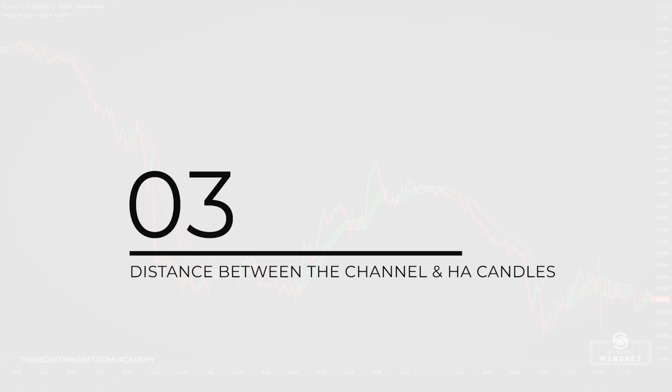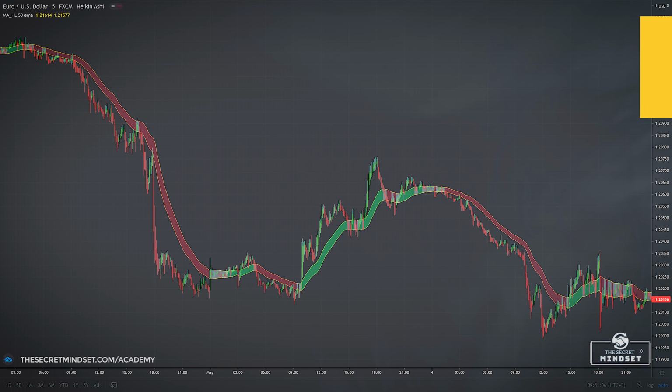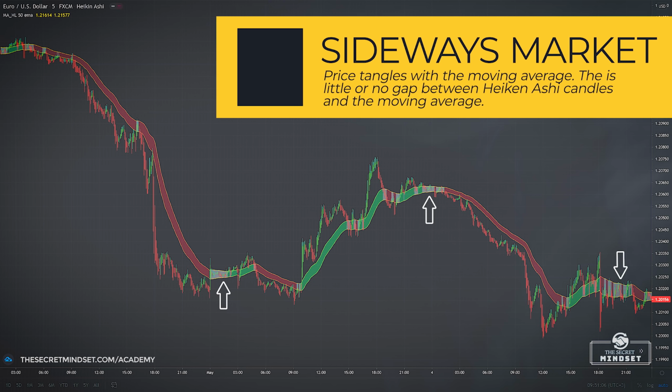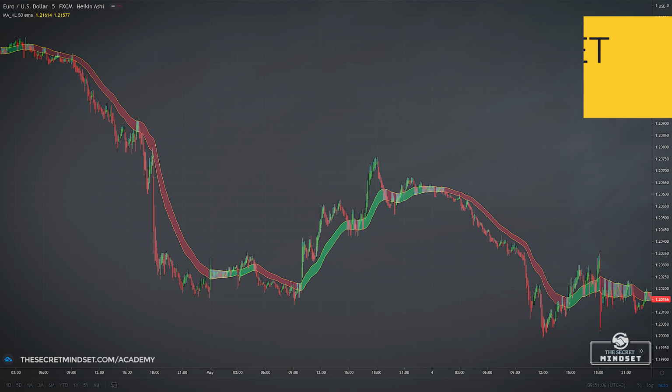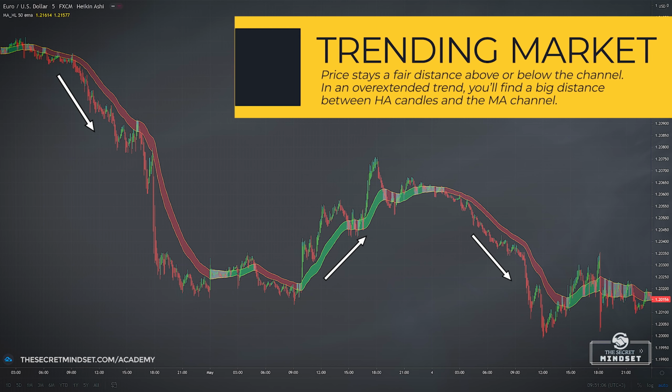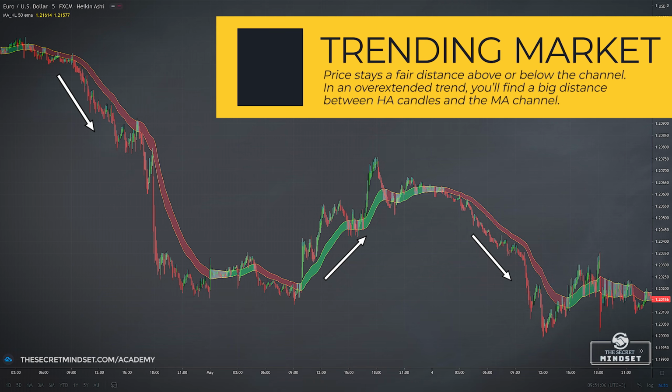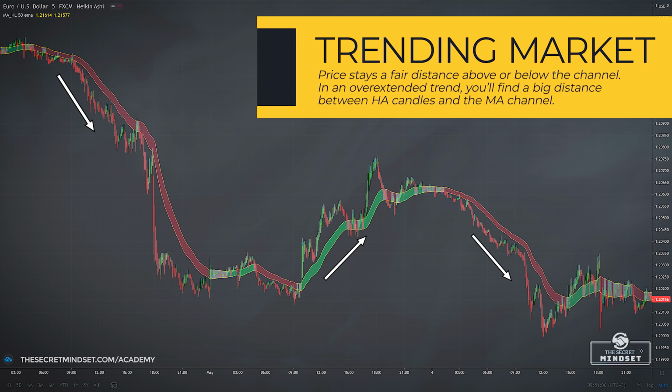You must also analyze the distance between the moving average channel and Heikin Ashi candles. In a sideways market, price tangles with the moving average. There is little or no gap between price and the moving average channel. In a healthy bull trend, the price stays a fair distance above the moving average channel and stays below in bear trends. In an overextended trend, you'll find a striking distance between Heikin Ashi candles and the moving average channel.